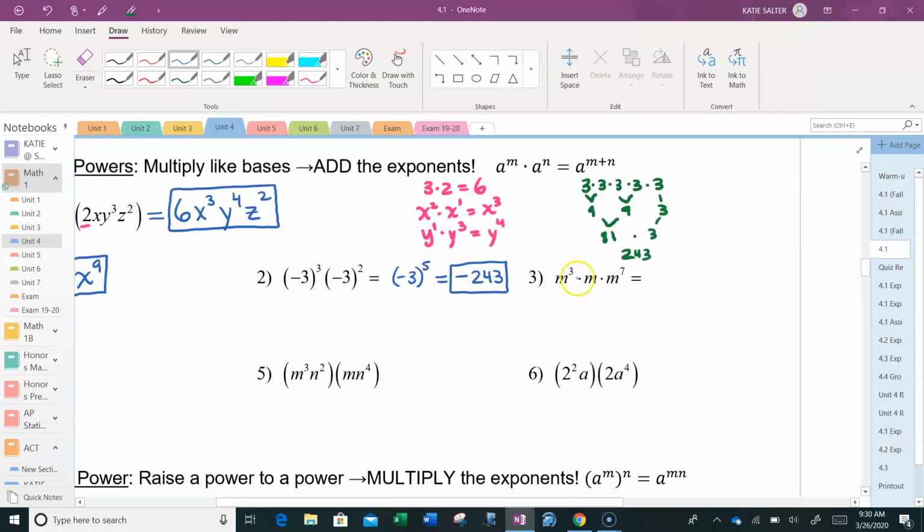All right, and then for number 3, m to the 3rd times m to the 7th. Remember, this m right here is really like m to the 1st, so 3 plus 1 is 4, and 4 plus 7 is 11, so we have m to the 11th.